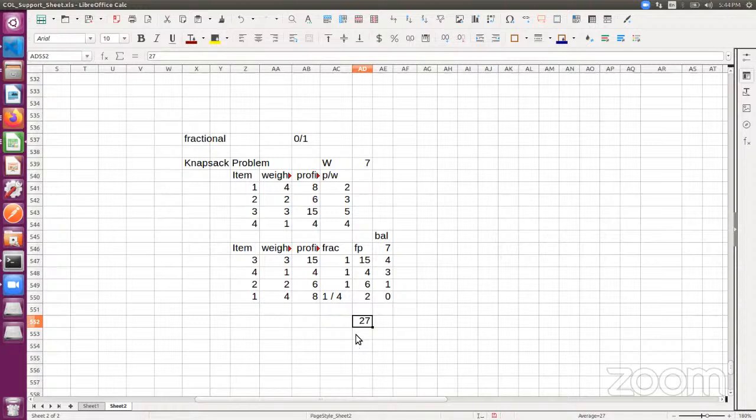Again, this is a combination problem, right? If you use the brute force method, you have to find all the combinations and find out which gives the maximum profit. So again, it is an n factorial problem. So what is the complexity of this algorithm using the greedy strategy?